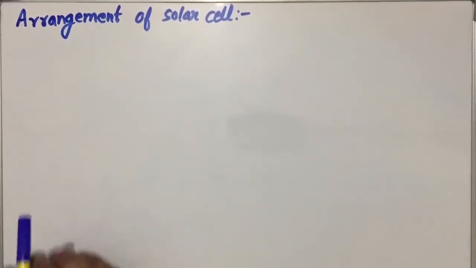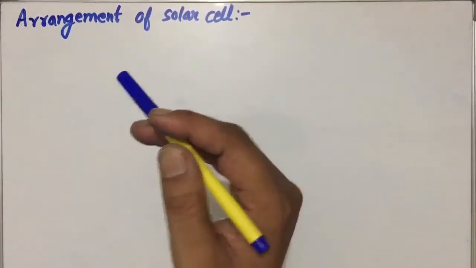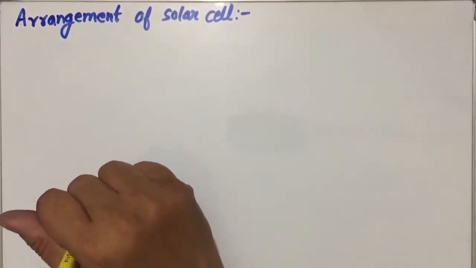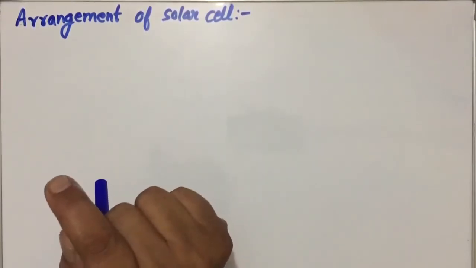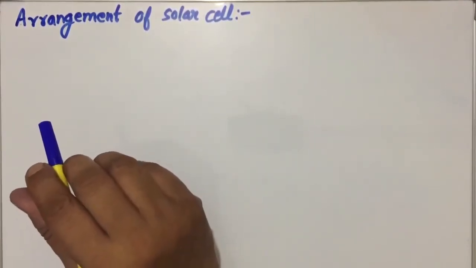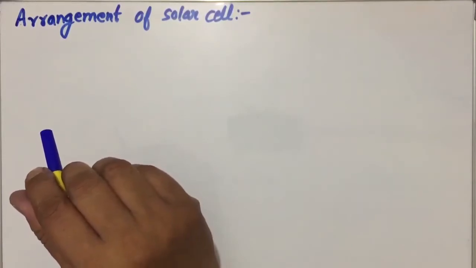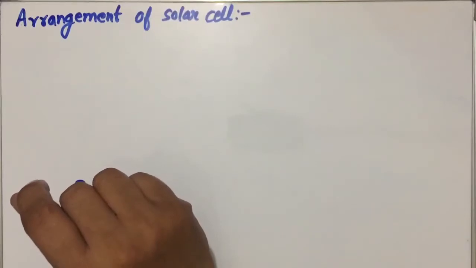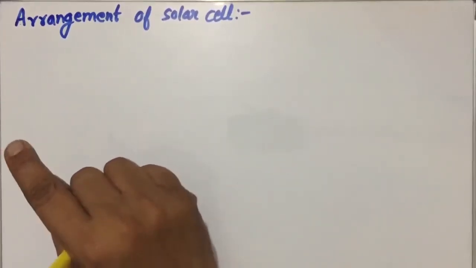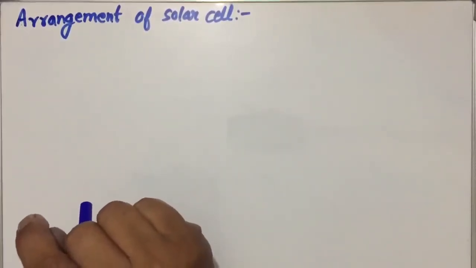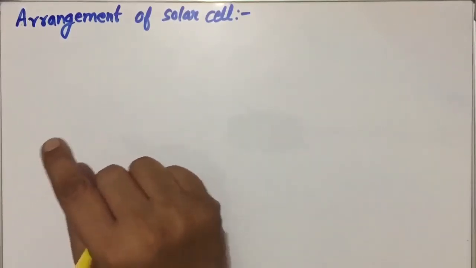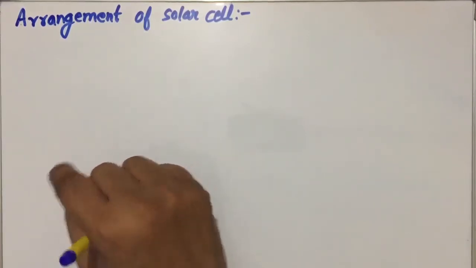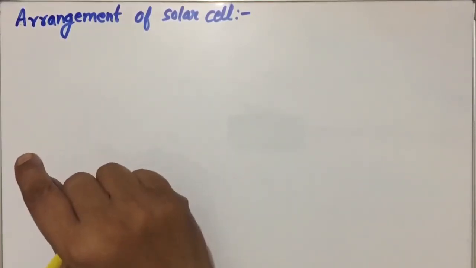We know that each cell produces around 0.8 volt, for example, let us assume. And this 0.8 volt is not sufficient for most operations. So we form a panel, and that panel has a combination of cells, and a panel produces around 24 to 28 volt. That is also not sufficient for many applications.